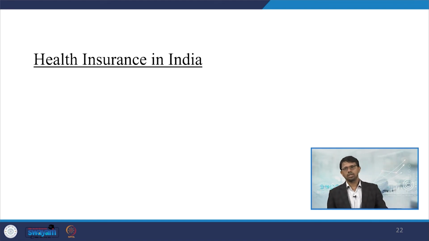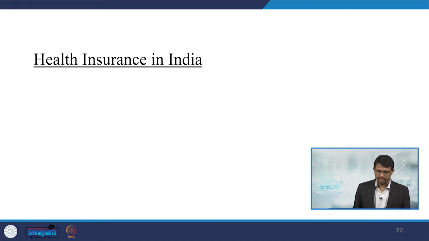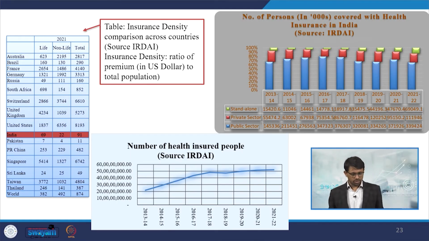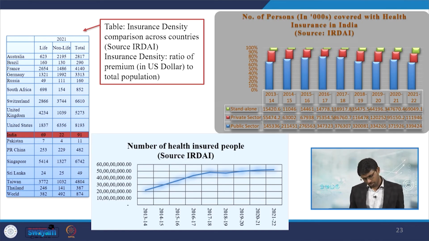Some figures I just want to mention about the health insurance market in India. We are taking the figures from the most authentic source, IRDAI, where we discuss insurance density comparison across countries. You can see the highlighted India figure, and its density is much lower than other countries. The number of health insured persons as per the IRDAI figure till 2021-22 is still not very impressive. It shows a rise from 2013-14, but it seems very stagnant in recent years.